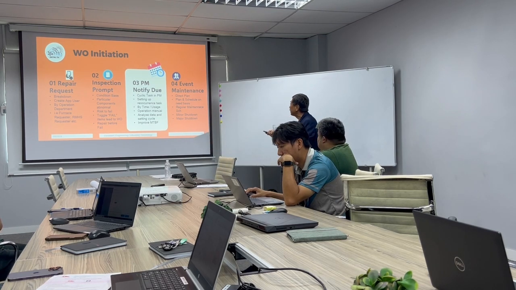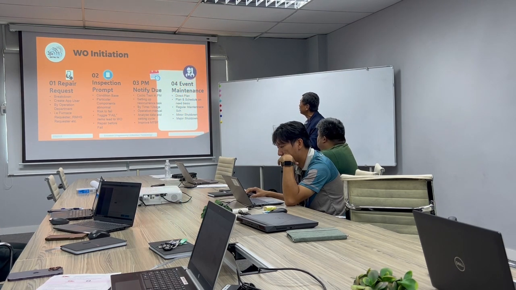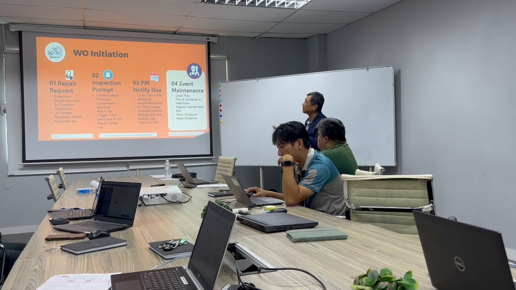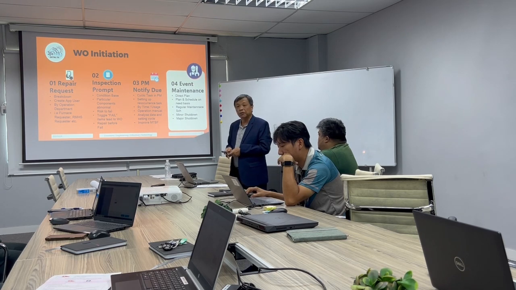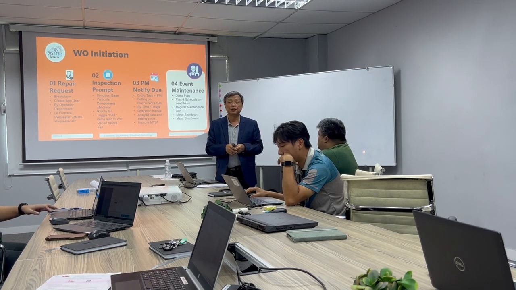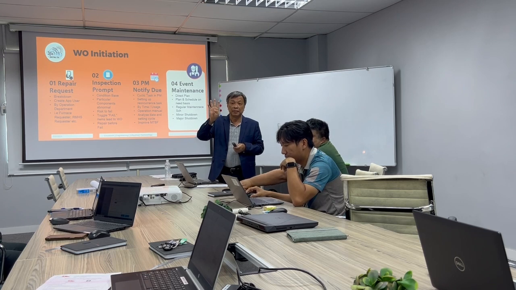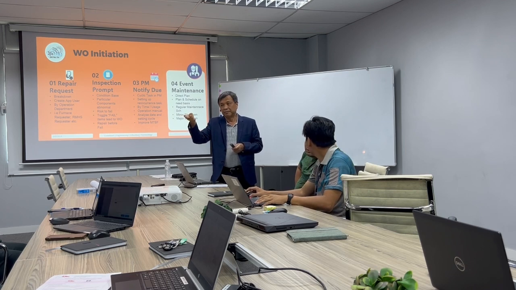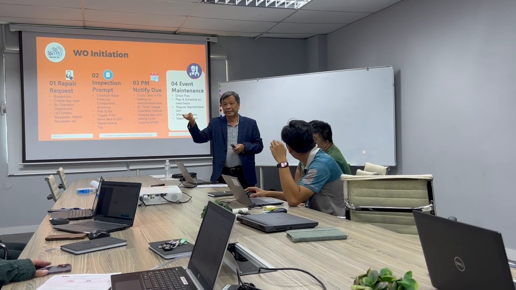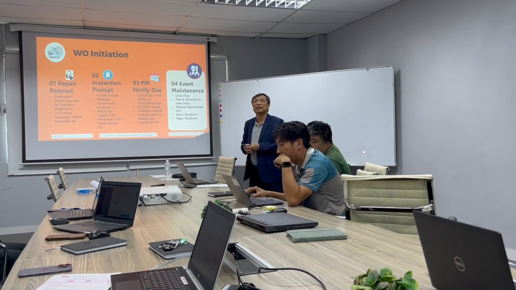So there are 4 methods of creating work order. One way is repair request, inspection prompt, PM task, the preventive maintenance, and event maintenance. This one is direct. So far, any question? So there are 4 ways for you to create a work order. 3 ways is an auto function, automatic. The 4th one is direct.